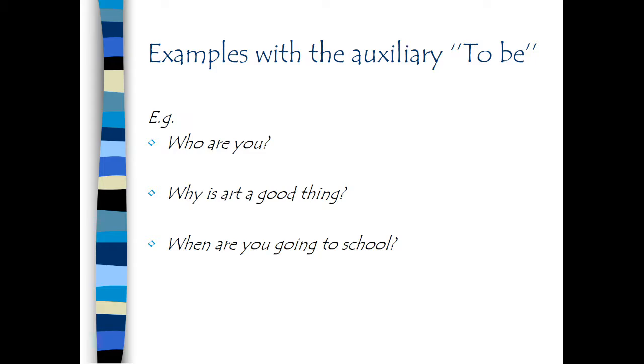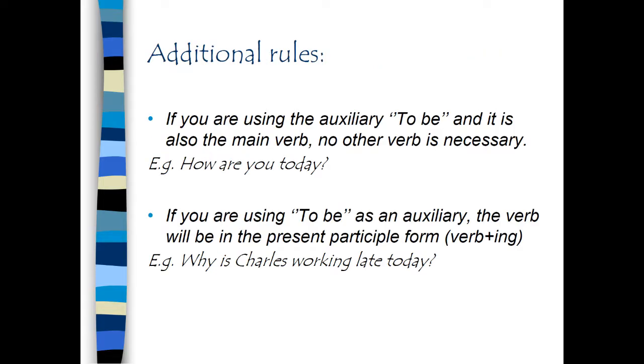In the second example, why would be the question word, is would be the auxiliary to be, art would be the subject, and a good thing would be the object. In the third example, when would be the question word, are would be the auxiliary to be, you would be the subject, going would be the verb, to school would be the object. However, as you can see in these examples, there are exceptions. Let us look at some additional rules.